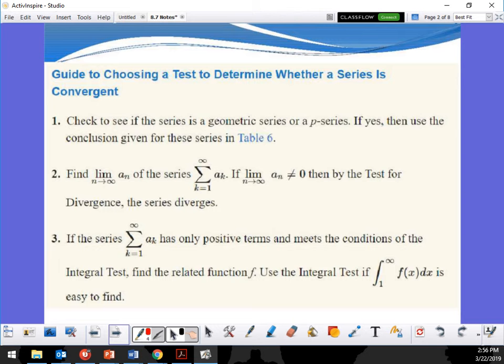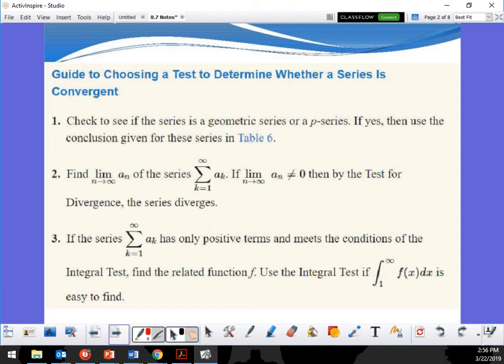From there, if it's not equal to 0, test by divergence, and the series diverges. So if it doesn't go to 0, it's going to diverge, right? That was one of the checklists that we had on, I believe it was Thursday. I think it was Thursday. Yesterday? Yeah, yesterday was Thursday.